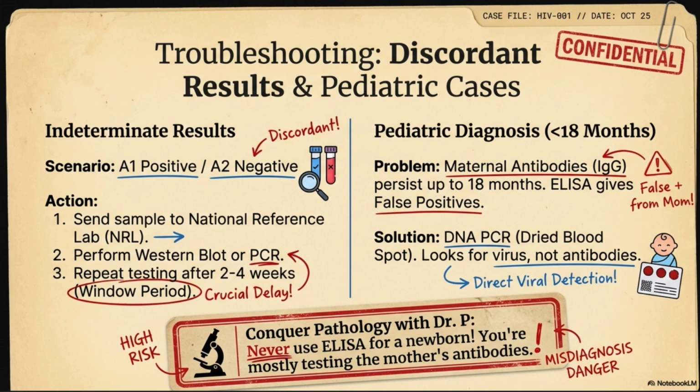We have a special case file, pediatric diagnosis, that is, for diagnosis of children less than 18 months. The problem here is the baby has the mother's IgG antibodies. If you use ELISA, it will come back positive even if the baby is not infected. That is a false positive. Solution here is do not look for the antibody, look for the suspect directly. We use DNA PCR on a dried blood spot. Never use ELISA for a newborn.